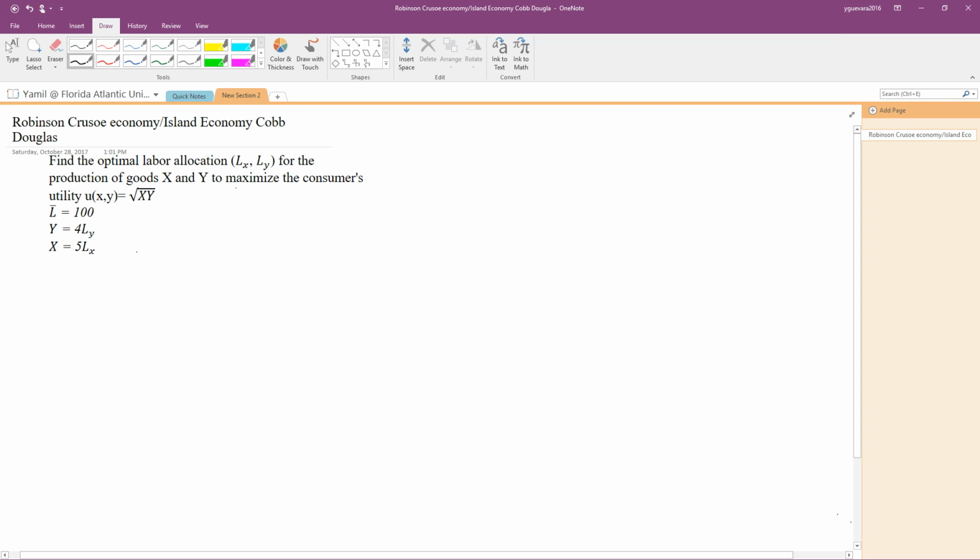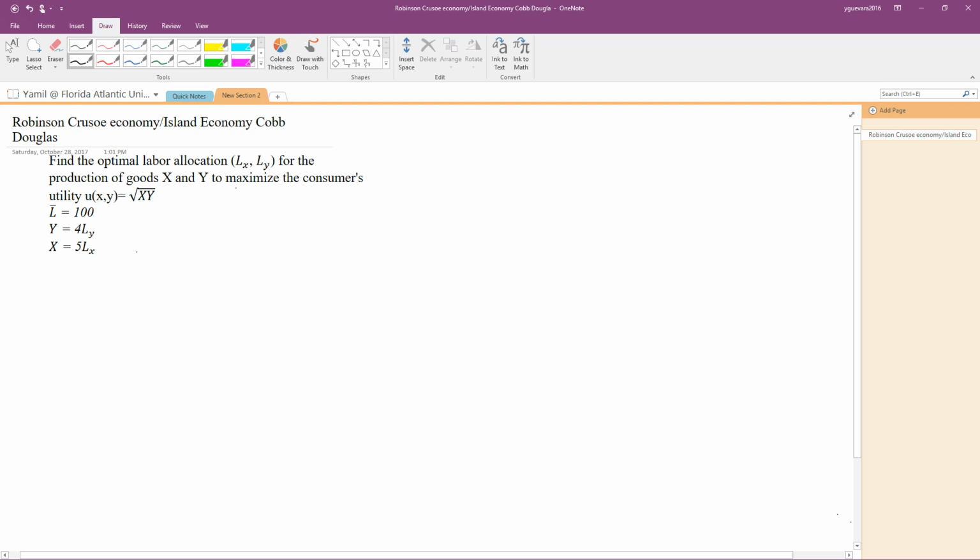In this problem we are going to be solving a Robinson Crusoe economy, island economy, Cobb-Douglas problem. So let's begin. The first step to solving this kind of problem is to find our production possibility frontier, or PPF. Finding our PPF is very simple.